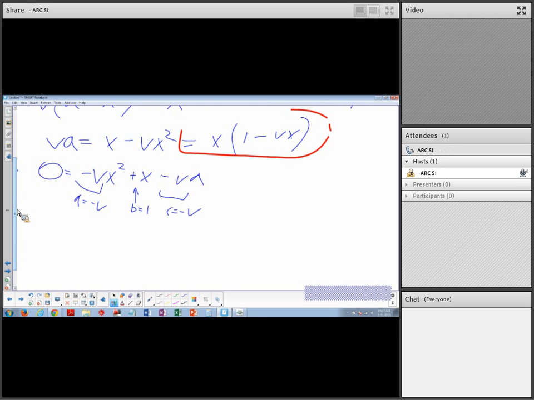Now we have a, b, and c. Somebody, I guess Xavier, tell me the quadratic formula using these numbers. Negative b. What's b? 1. Plus or minus the square root of b squared, which is 1, minus 4ac, all over 2a. So, negative 2V.